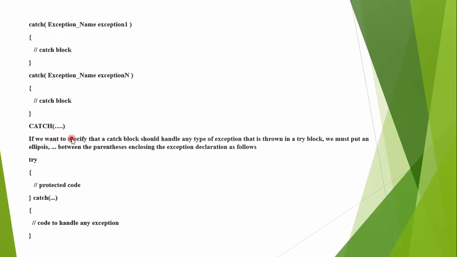Suppose you cannot define the exception, that is, an exception may be thrown but the programmer doesn't know what type of exception can be thrown by the try block. In that case we use the catch keyword along with the ellipsis symbol, three dots. Using this means it can handle all types of exception. Whatever exception is thrown by the try block, all types can be caught by this catch block, and it will have the set of code for handling that.